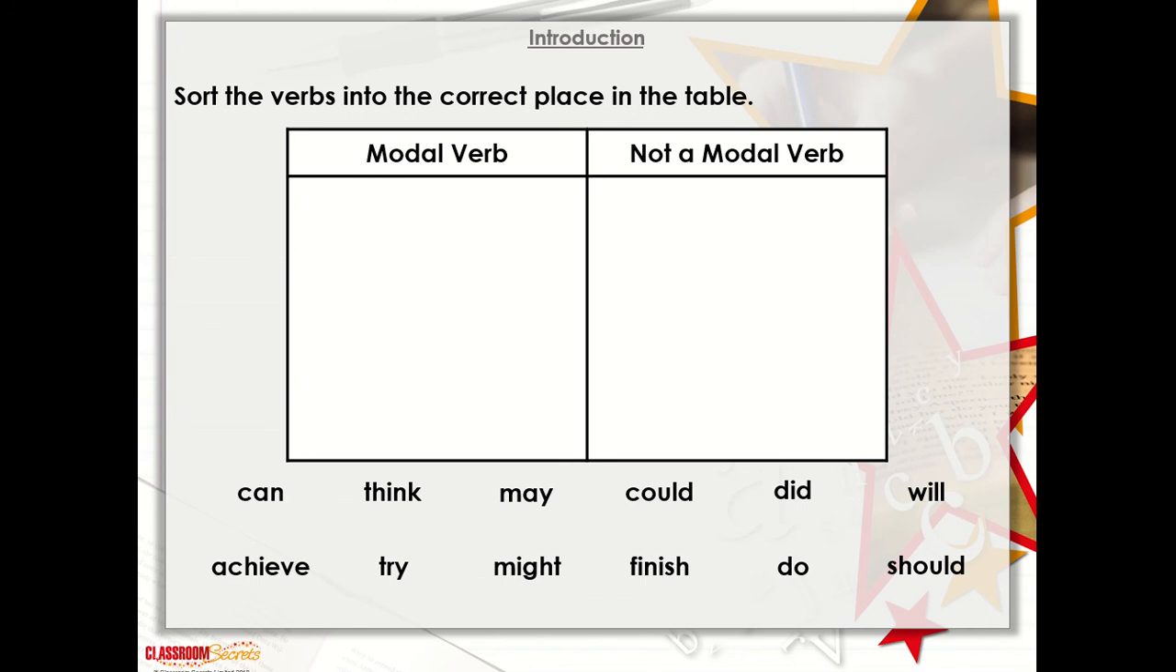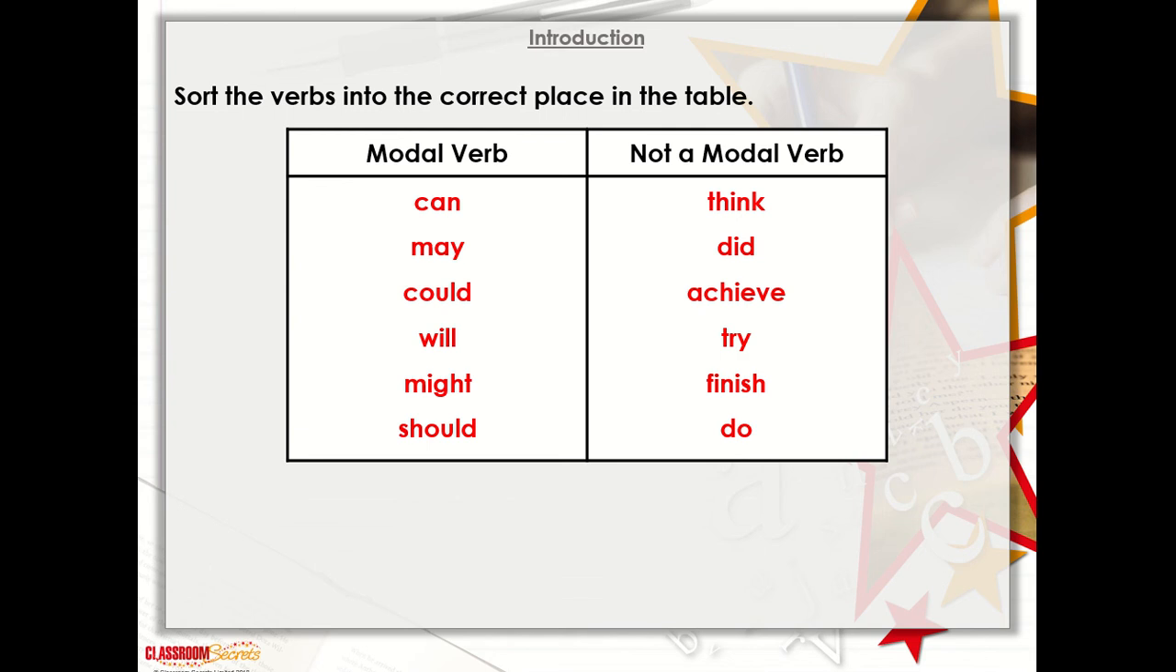Okay, let's have a look. Were you correct? Modal verbs, they show us how possible something is. So something can happen. It may happen, it might happen. It could happen. It will happen, that's definite. It might happen, or it's something that should happen. Okay, so those are all modal verbs. They give us degrees of possibility.